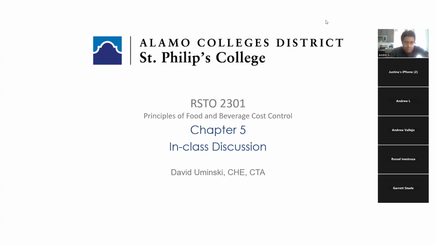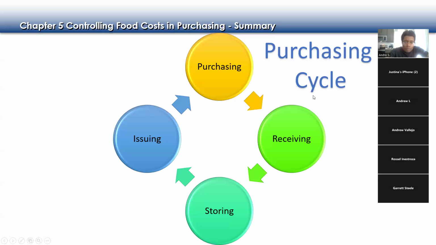All right. So today we're going to cover chapter 5 out of the textbook. And we're going to start the information as far as the purchasing cycle. We're going to talk about the different stages of the purchasing cycle and how we can save our cost or save our expenses in each stage of the cycle. So let's take a look first at the purchasing cycle.